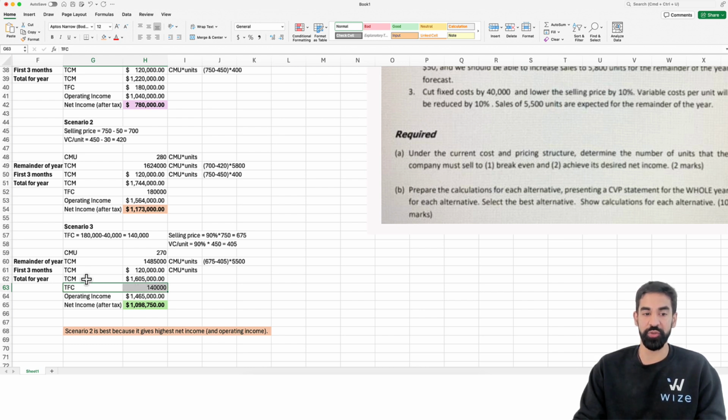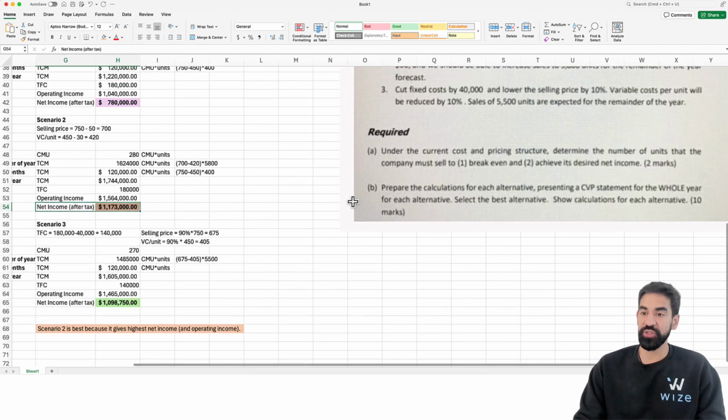So you just would not have included the first 3 months number. You would have taken just the remainder of the year. The fixed cost, you would times it by 75%. I'm taking the 140, but like from the previous numbers, like the 180,000, you would times it by 75%. For the remainder of the year, you would take this as the contribution margin, this times 75%, and then that would give you operating income or net income. And then you ignore the contribution margin from the first 3 months if they say just for the rest of the year.